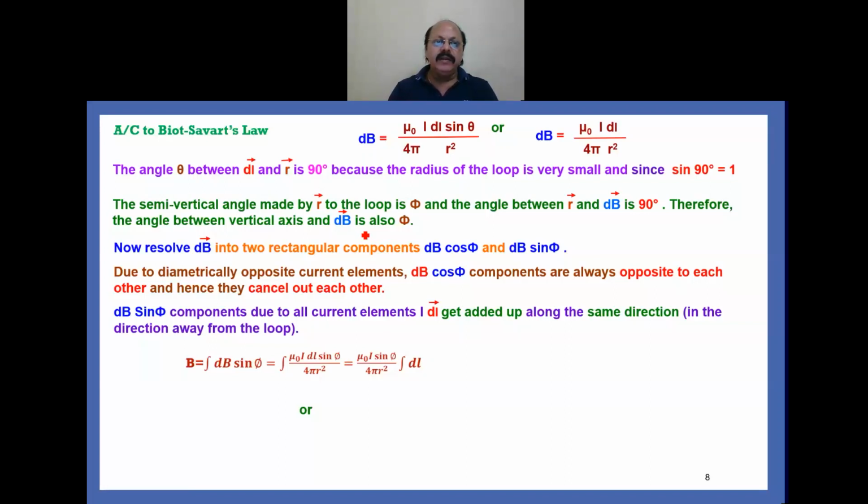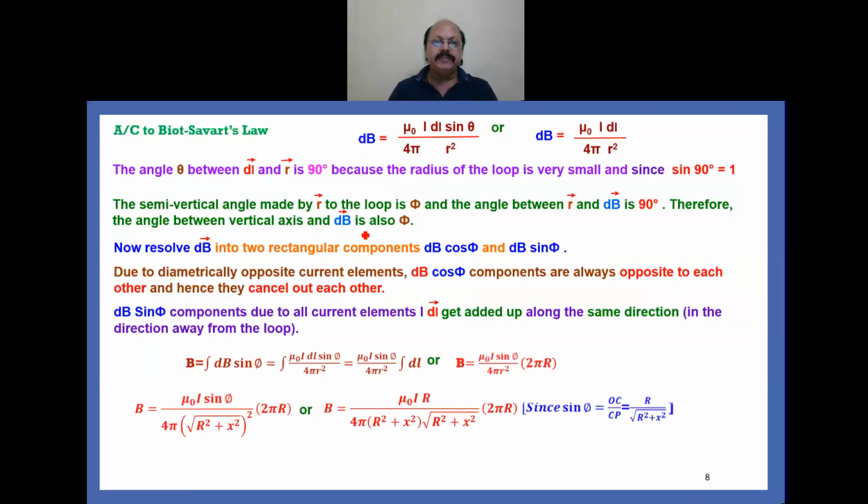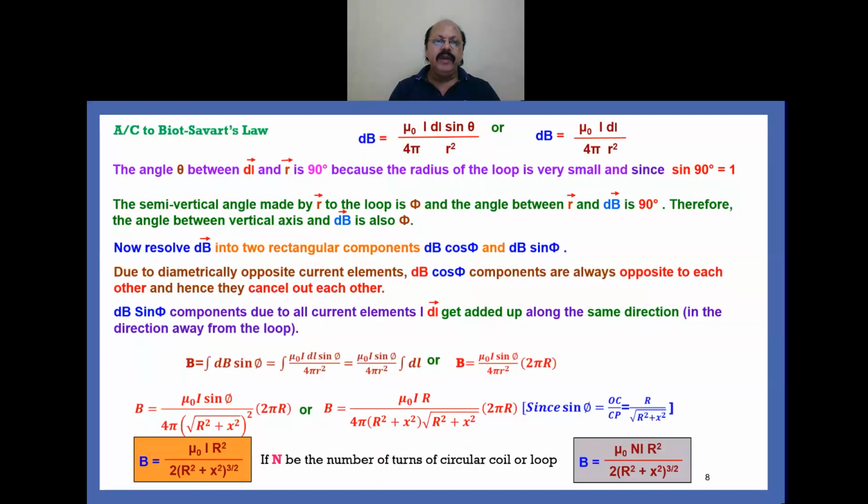So here you see that B equal to integral dB sin phi, and substitute the value of dB from here. That is mu naught I dl upon 4 pi r square, then sin phi. Take common: mu naught I sin phi upon 4 pi r square, integral dl. Integral dl is the length of the current carrying circular loop, that is 2 pi capital R. So you substitute that value here.